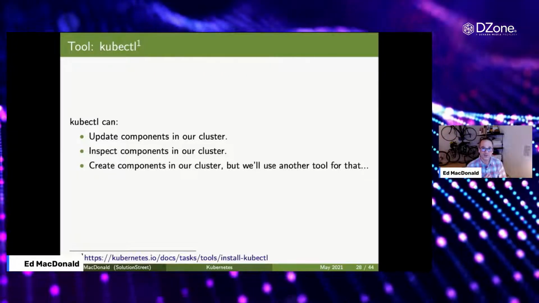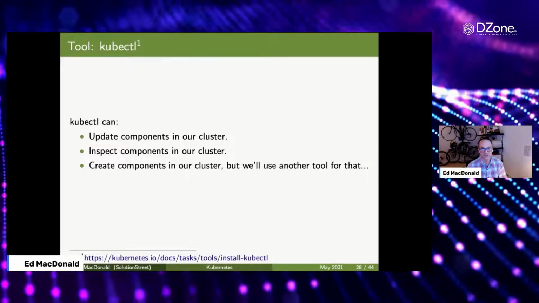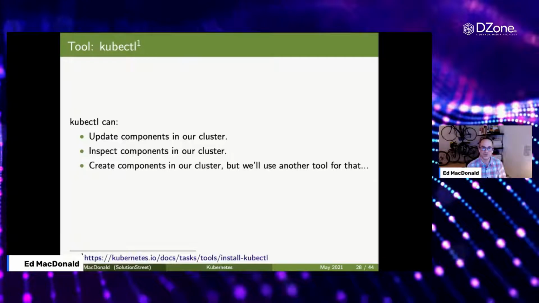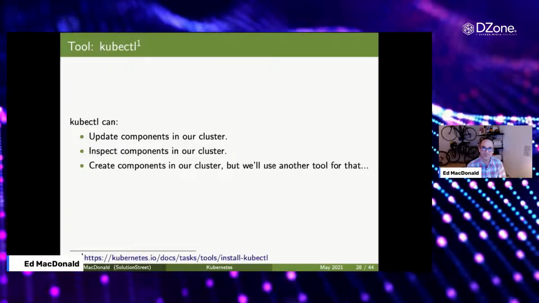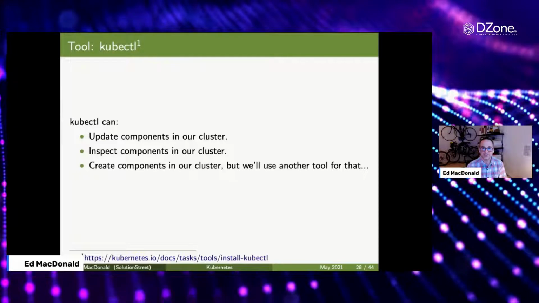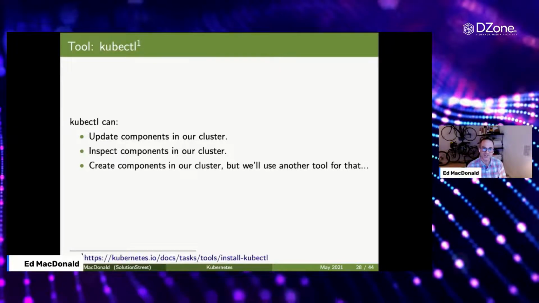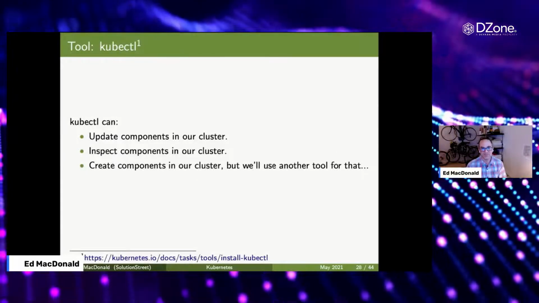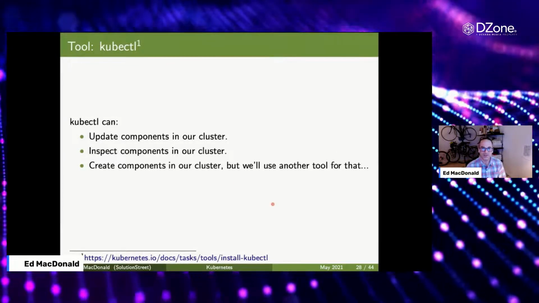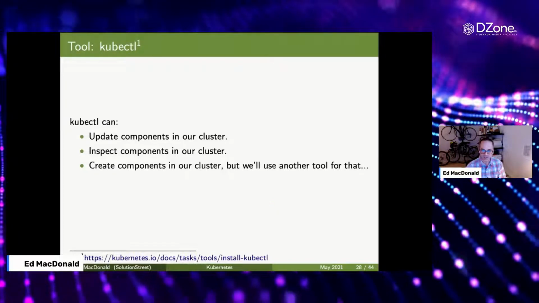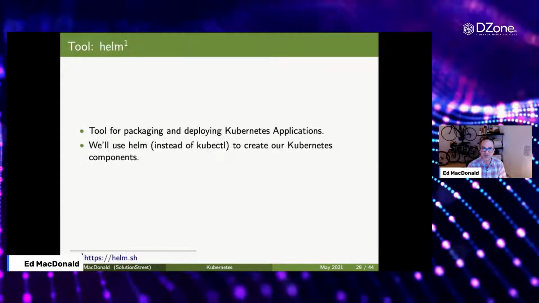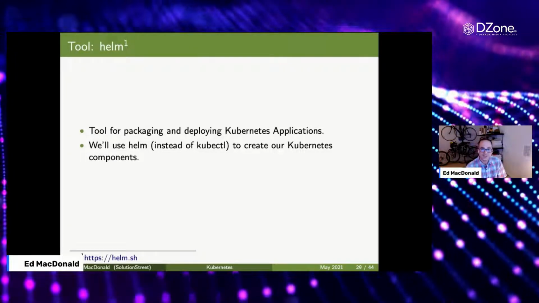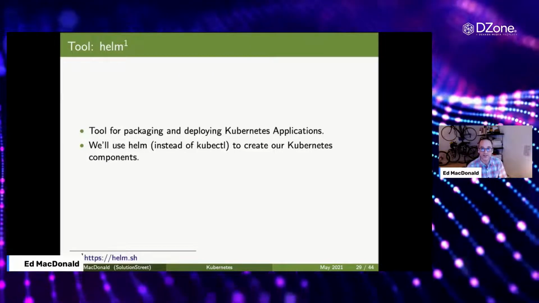Really, I only use kubectl in production to inspect components in the cluster, because if you use kubectl to update a component in a cluster, for example, if you were to update a pod, there's a very good chance that there's a deployment that's already managing that pod, so your update might not even be permanent. So you can use it to update and create components in development, but even in development, I don't use it to create components. Use another tool for that, which is another tool I've mentioned, which is Helm. And Helm is just a tool for packaging and deploying your Kubernetes application.